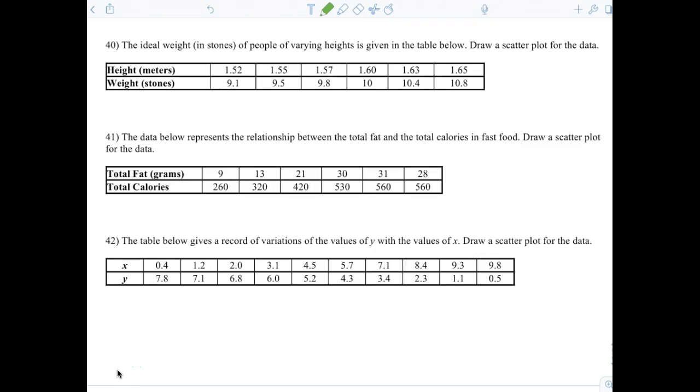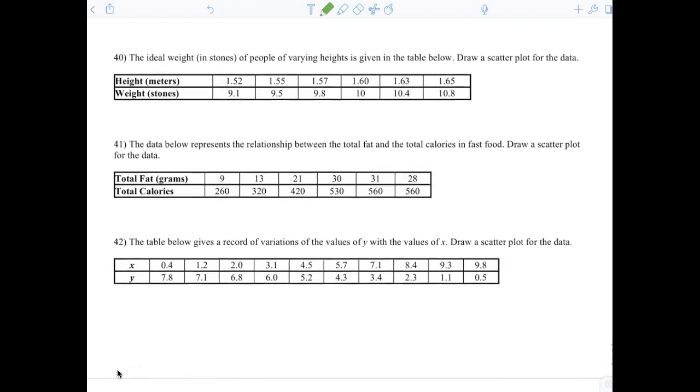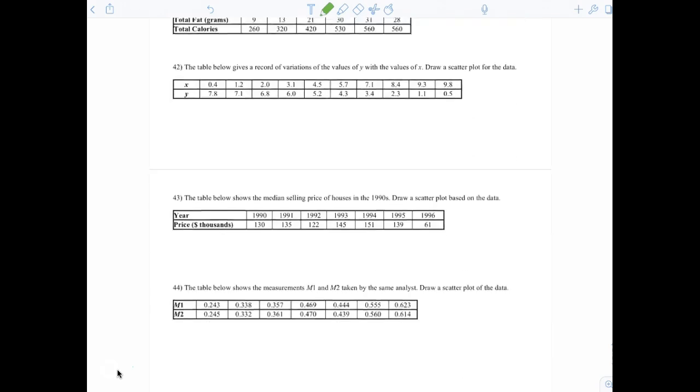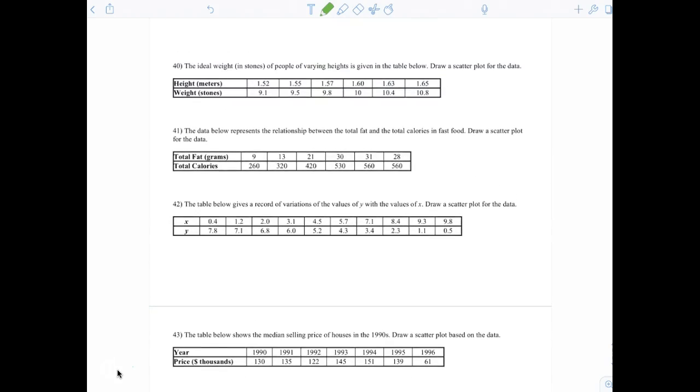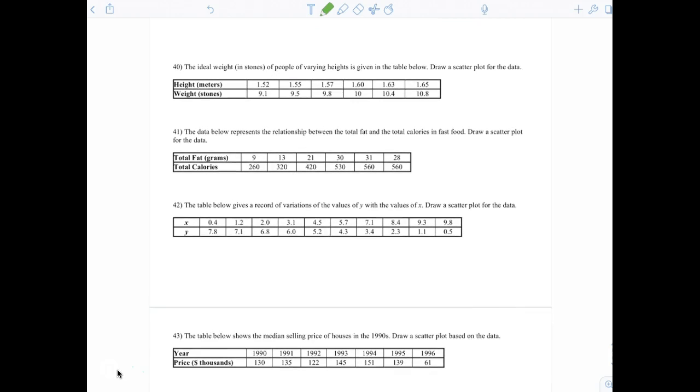Now, tomorrow, questions 41 through 44, or I'm sorry, 40 through 44, is what we'll do tomorrow. Does everybody hear me? All right? Because I have to show you how to use your calculator first.